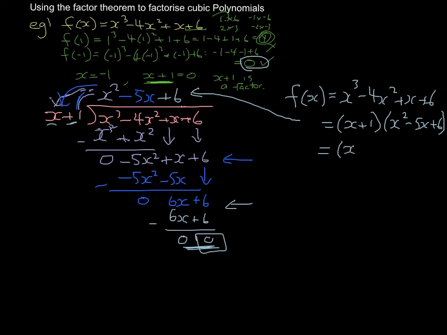So this will now become x plus 1, x minus 2, and x minus 3. So if we look at those second two brackets there, the negative 2 times by negative 3 gives us the plus 6, and the negative 2 plus the negative 3 gives us the minus 5. So the answer to this question here, being factorised, is that last term, x plus 1, x take 2, x take 3. Next example.